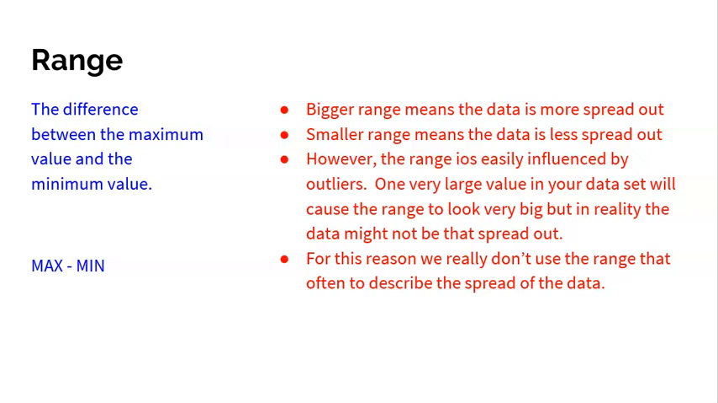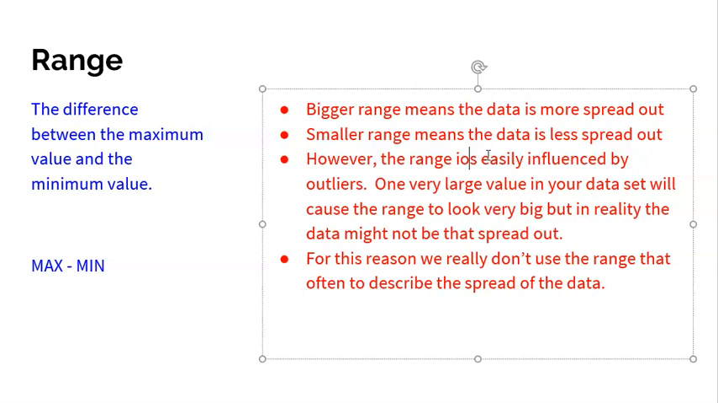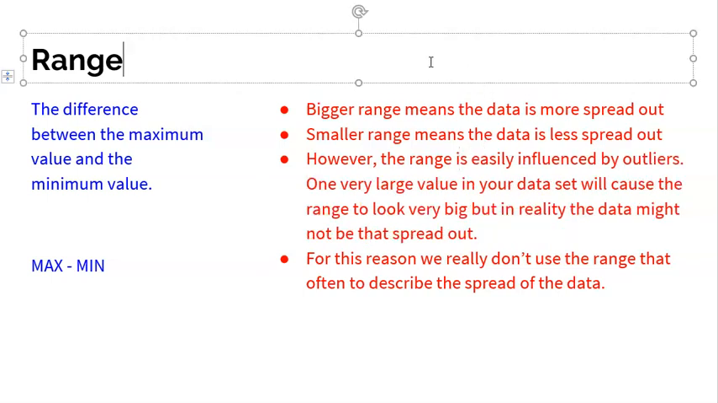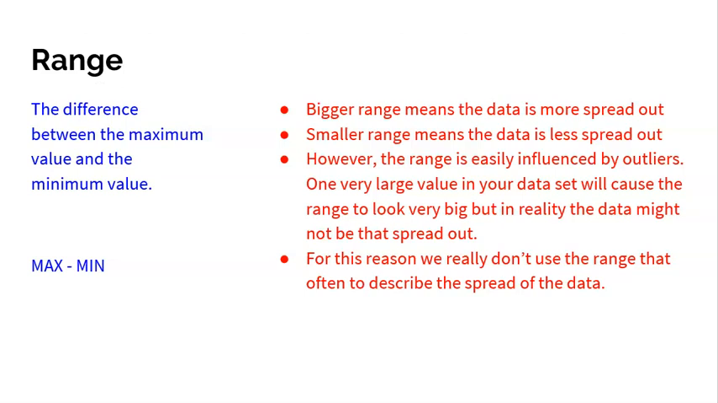Now, a bigger range means that your data is more spread out. Duh. A smaller range means your data is less spread out. So that's how one number, the range, can tell you how your data is spread. However, the range is easily influenced by outliers. So one very large value in your data will cause the range to look very big.